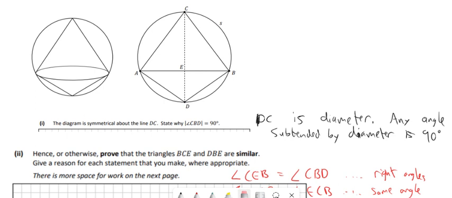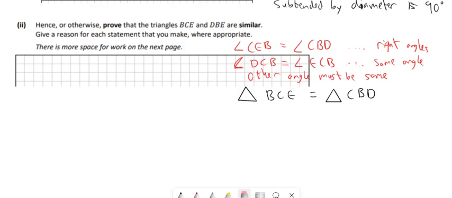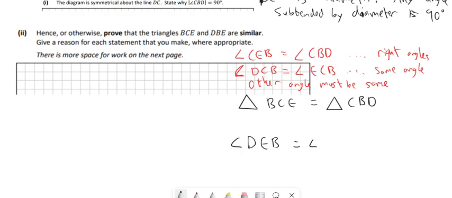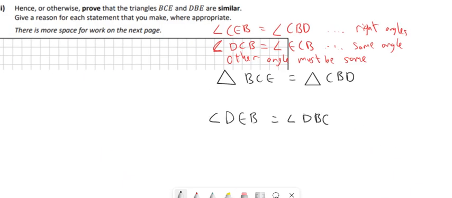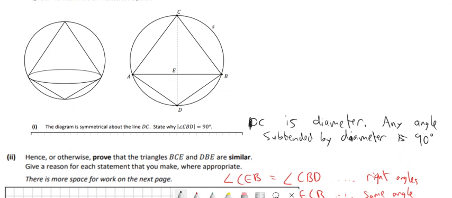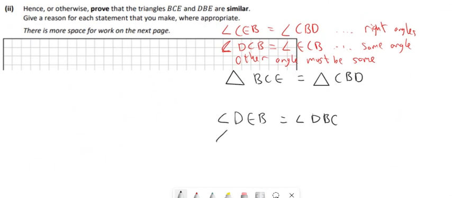So to do that, we know that the angle DEB is equal to the right angle, the DBC in the big triangle. And we also know that the angle CDB is equal to EDB. Again, they're the same angle. And the same reason for the top one as well, that they're right angles.